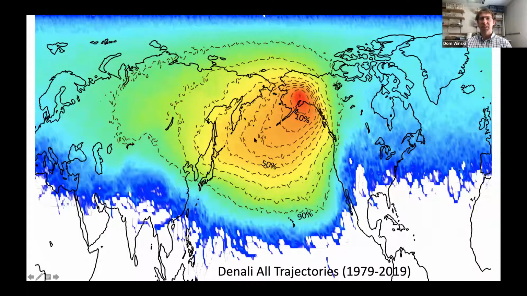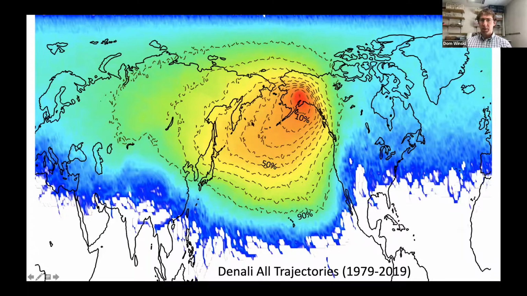So if I just stack all of them together, this is what they look like for Denali. The hotter the colors, the more common the source of that air. And of course, right at the core site, you see this bullseye of red. Within each contour, 50% of all of the air arriving at Denali within 10 days comes from within this 50% contour. 90% arriving at the core site from within 10 days comes from within this 90% contour.